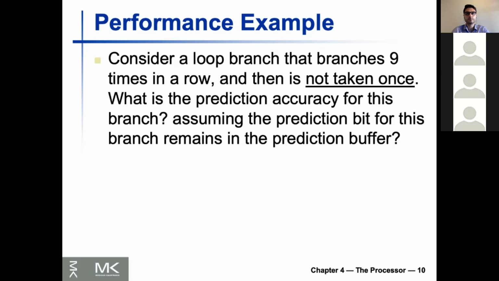Now, assuming that you have a branch that is taken 9 times in a row, and then it's not taken once. So you're in a loop, and inside the loop, at the end, 9 out of 10 times it's going to take the branch. I'm just going to say 90%, and then 10% of the time it's going to be not taken. So what's the prediction accuracy for this branch, assuming the prediction bit for this branch remains in the prediction buffer? Does anyone have any idea?